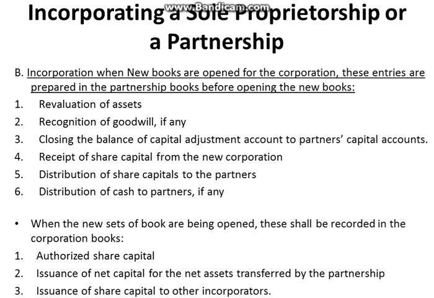When the new set of books is being opened, these shall be recorded in the corporation books. First is the authorized share capital. Next is the issuance of share capital for the net assets transferred by the partnership. And third is the issuance of share capital to other incorporators.